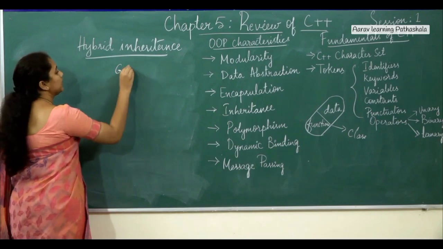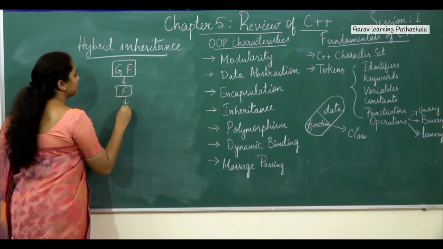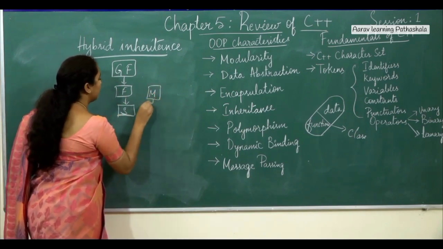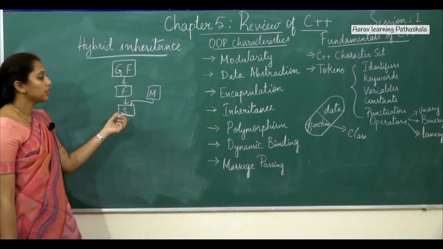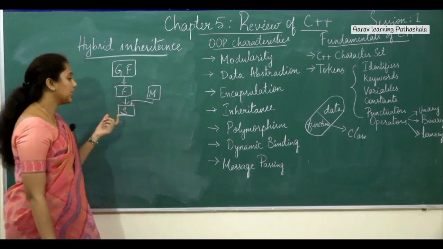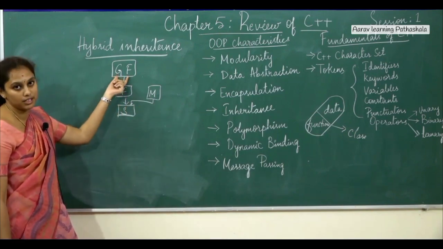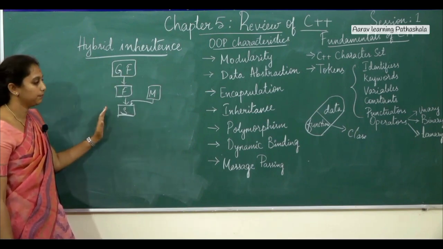So here consider the grandfather, father-son relationship along with the mother. So here the son is inheriting the beauty from his mother, intelligence from his father, and height from his grandfather. So this is called hybrid inheritance.